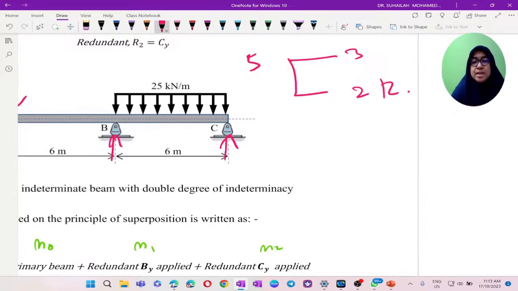And these 2 redundant we need to remove from the system to get the primary condition, the primary structure. So in this case, when there are 2 redundant, we have to label R1 and R2. So we have to choose what is R1, what is R2. So we have to remove 2 from the system.